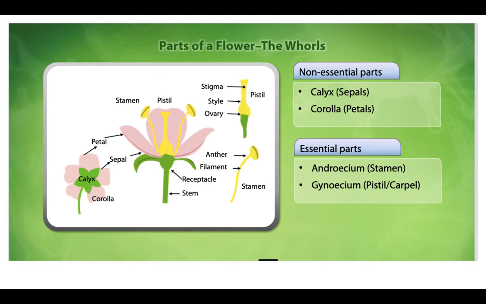But the essential parts which are required for fruit formation as well as seed formation are the androecium or stamen, which is the male reproductive unit of the flower, and the gynoecium with pistil and carpel, which is known as the female reproductive unit of the flower. Here you can see in this diagram, this portion is the pistil or carpel, or we can say that collectively it is the gynoecium part of the flower, while these anthers and stamens come in the androecium part of the flower.